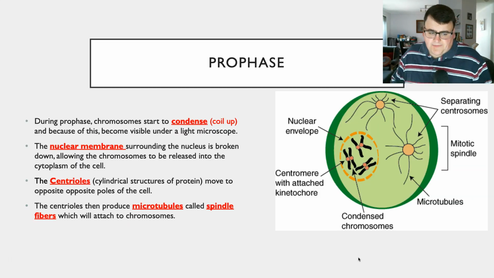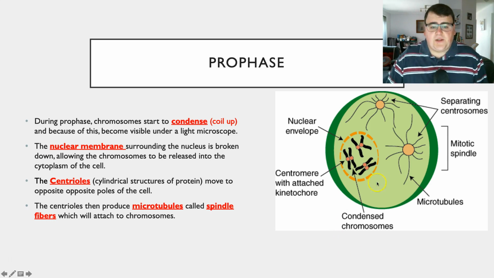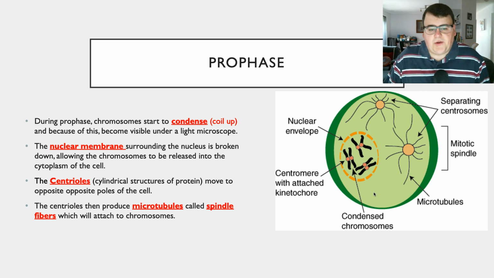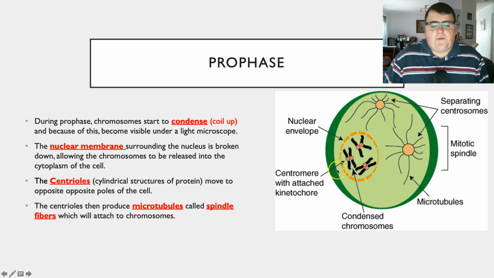So we'll start with prophase. During prophase, the chromosomes start to condense, which means they coil up. And because of this, we can now view them under a light microscope. So we can see this stage under a light microscope. The nuclear membrane also starts to break down, as we can see by the dotted orange lines around here. It's starting to break up. And that allows the chromosomes to be released into the cytoplasm of the cell.